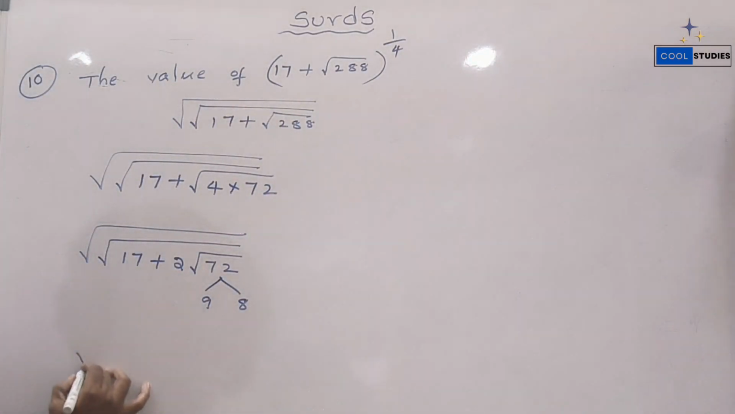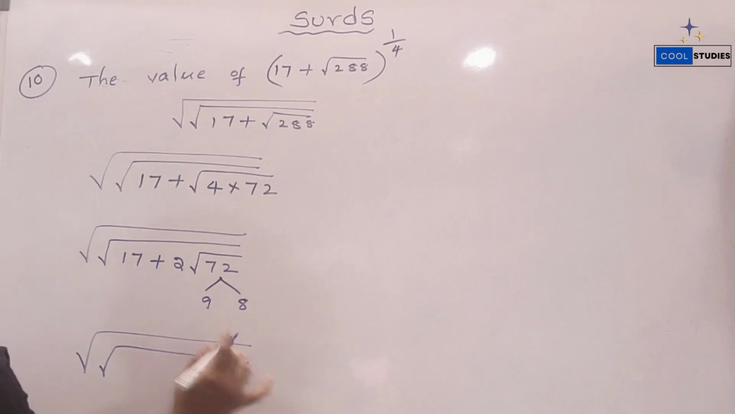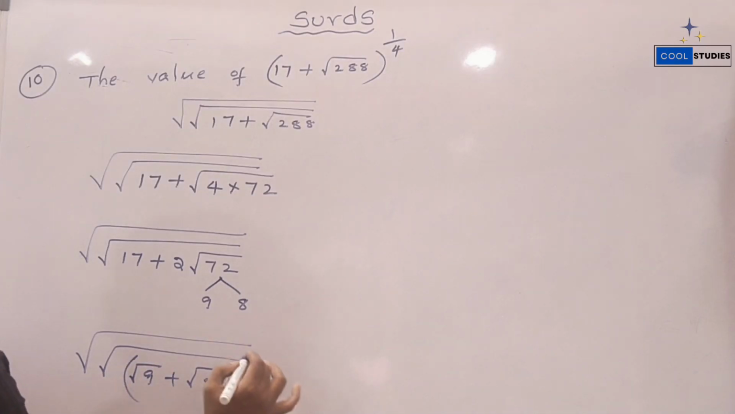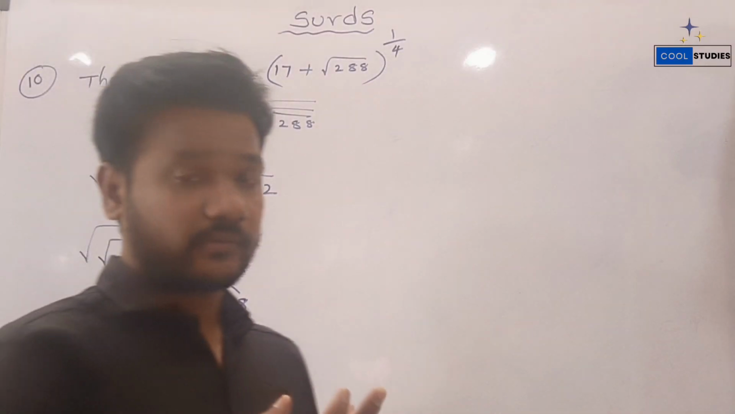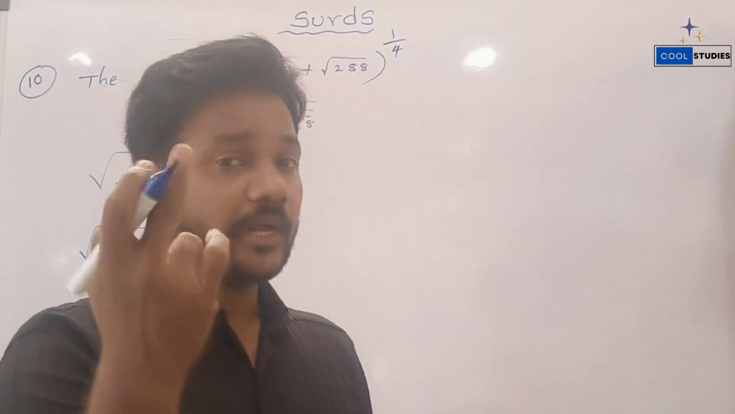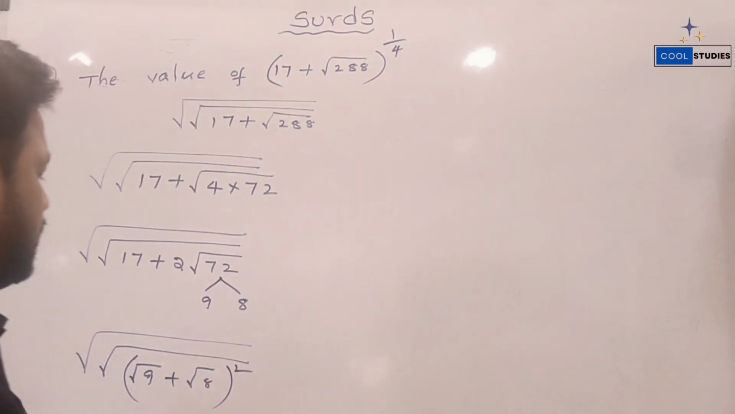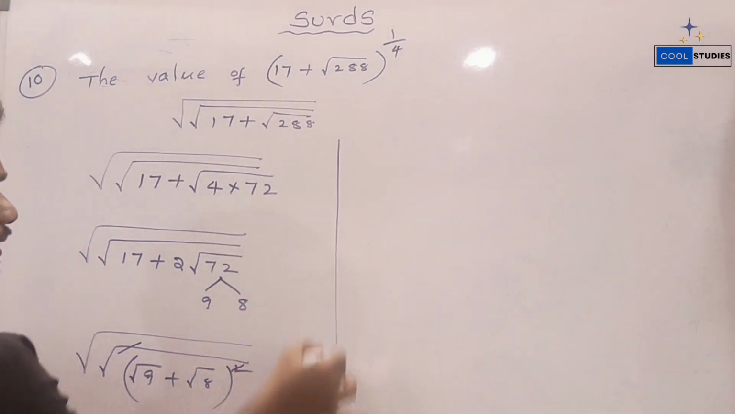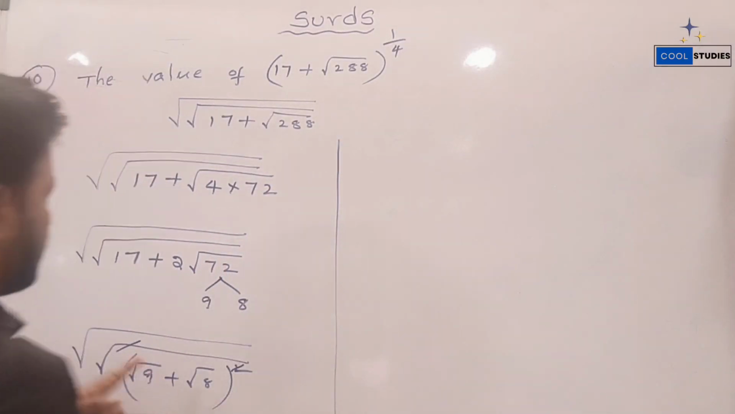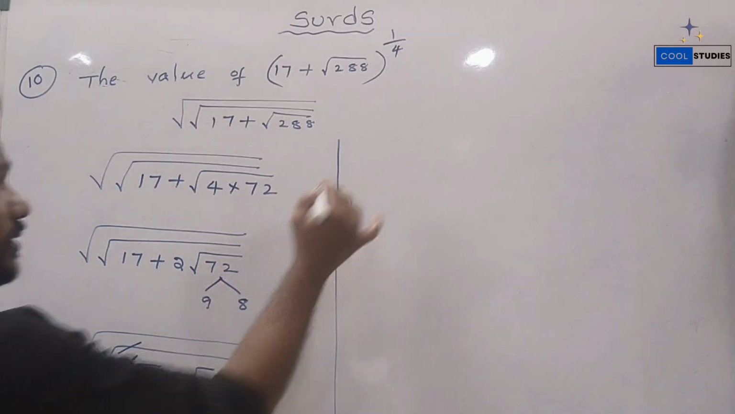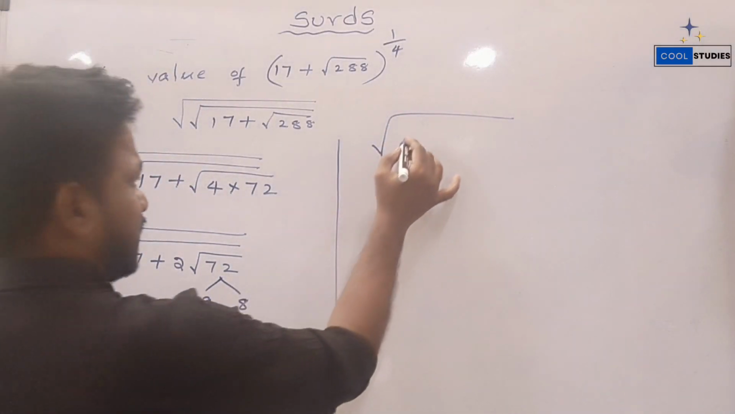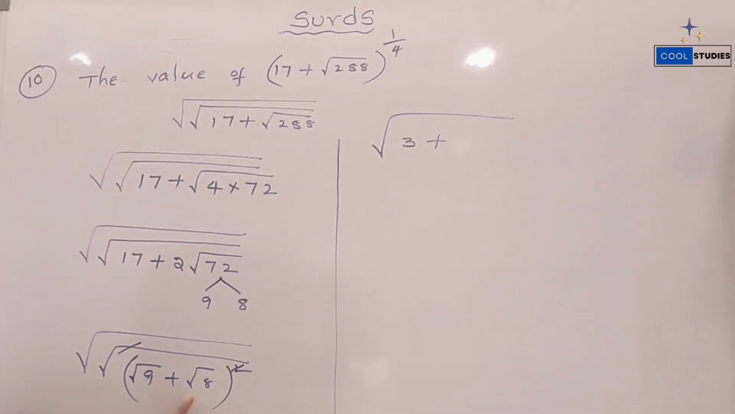Now what is the symbol here? Plus. So we know very well how to write the answer. We can easily say the answer is root 9 plus root 8 whole square, right? We discussed in the previous class how to apply this shortcut. Now the square root and square cancel. But one more root is there. So let us write the root over root 9 value 3 plus this root 8.